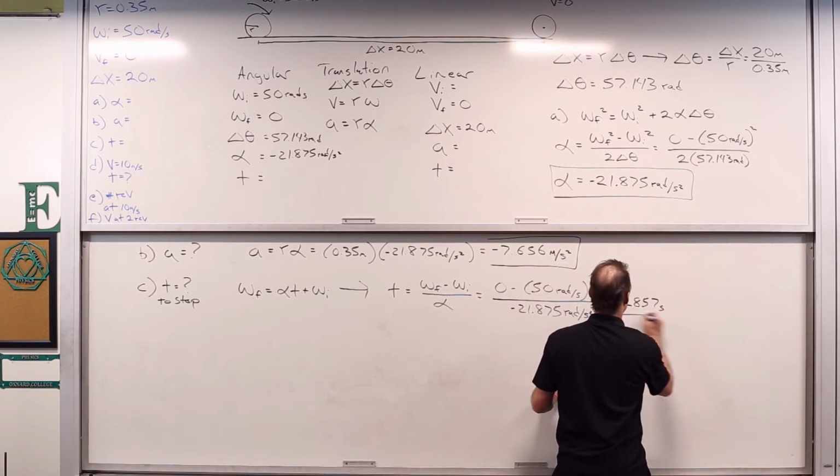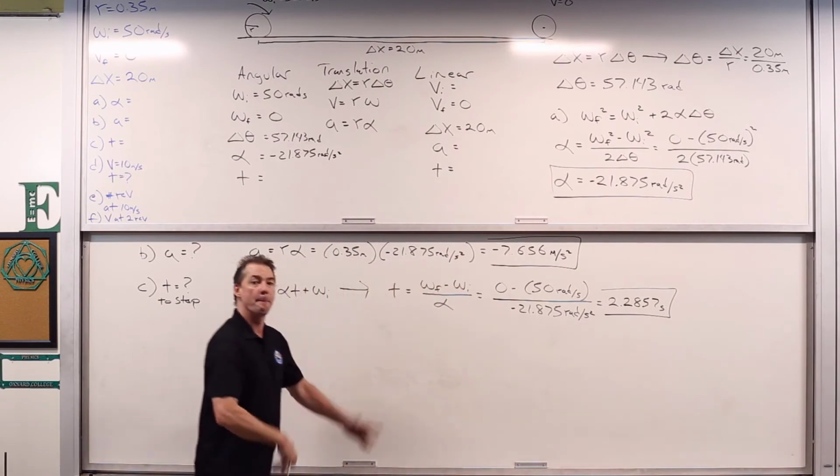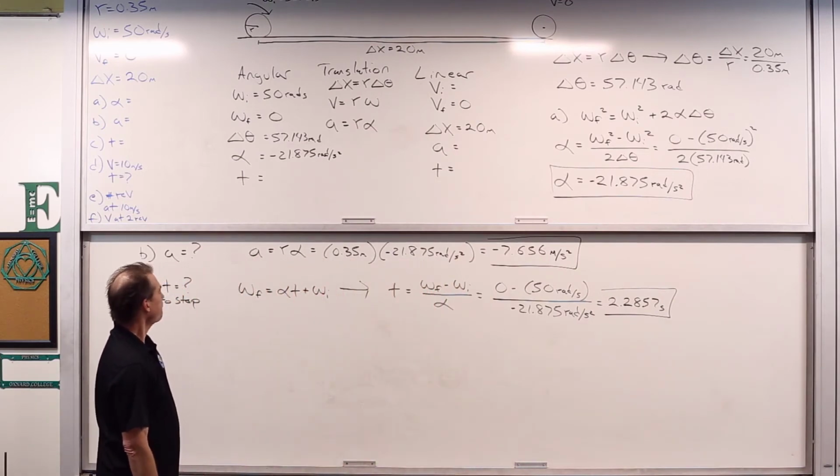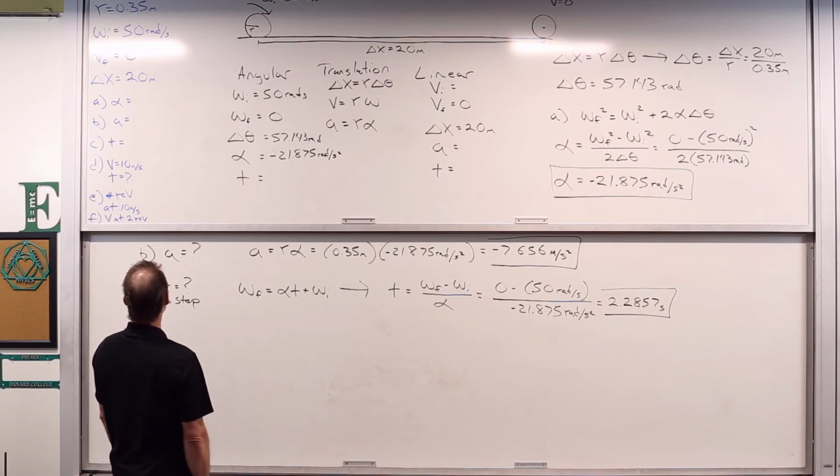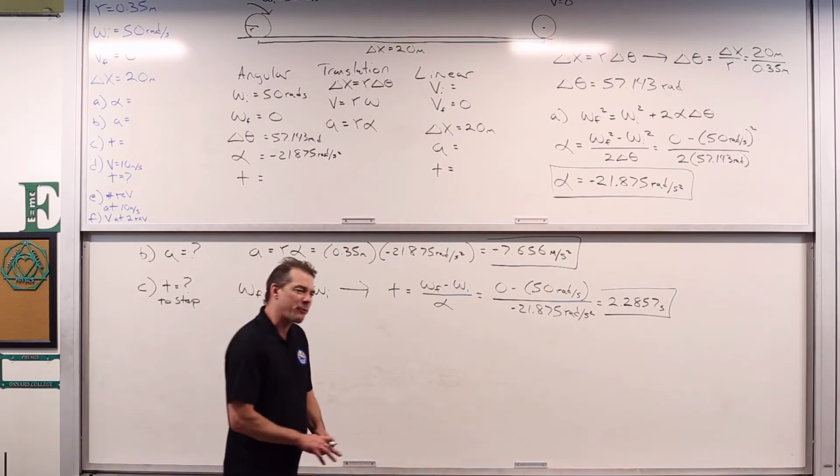2.2857 seconds is how long it takes this object to stop. There we go. All right, there's the A, B, C. Now I want to move on to D, E, and F, which are asking some different things about this system.